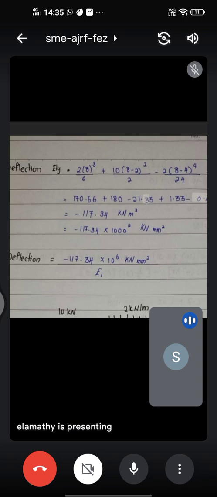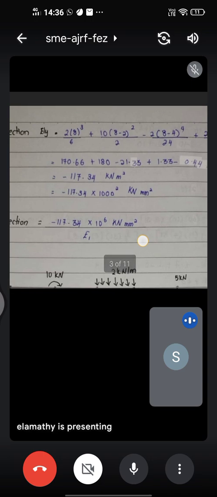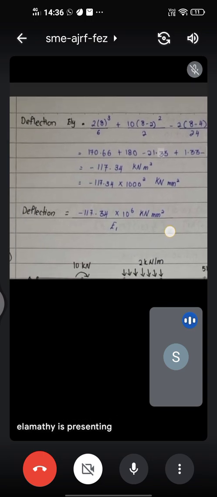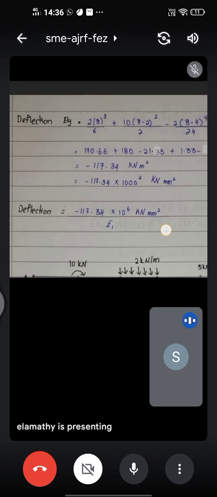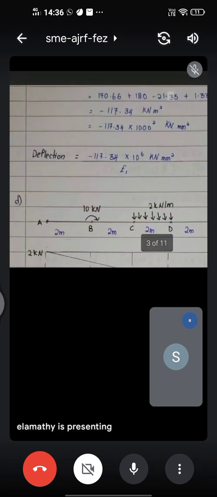Equals 170.66 plus 180 minus 21.83 plus 1.33 minus 0.44, equals 117.34 kNm². So EI y equals negative 117.34 times 10 to the power of 6 kNm², equals EI.